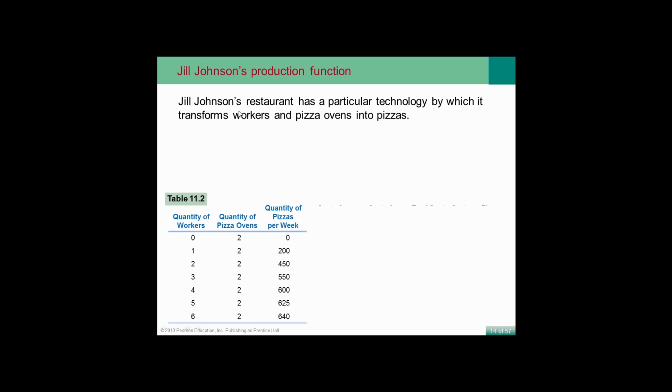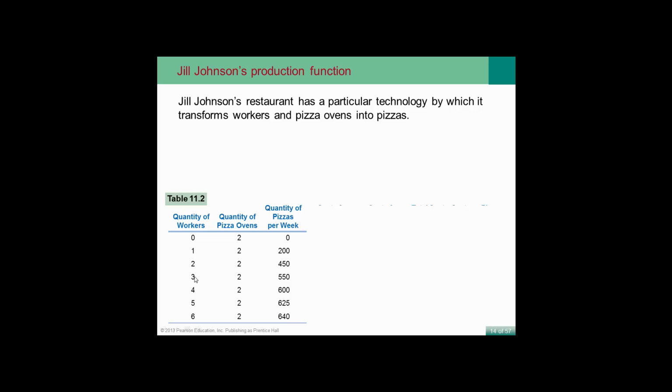So Jill Johnson's restaurant has a particular technology by which it transforms workers and pizza ovens into pizzas. At 0 workers and 2 ovens, they make 0 pizzas because there's no one to make pizzas. With 1 worker and 2 ovens, they make 200 pizzas per week. At 2 workers and 2 ovens, you make 450 pizzas. Then we get 3 workers, 2 ovens. Remember, the ovens are fixed. 550. 4 workers, 2 ovens, 600.